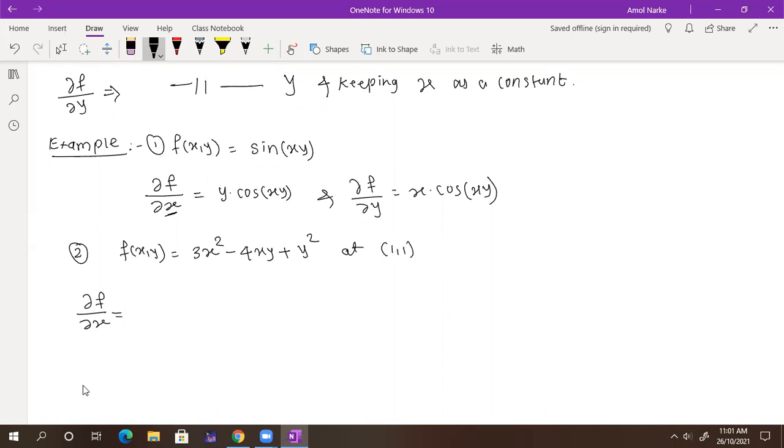6x minus 4y plus 0. Exactly, because here y is a constant, here also y is a constant, so differentiation of x is only 1, so minus 4y, that's it. And now what is del f by del x at point 1 comma 1? I'm talking about 1 comma 1 only. So substitute 1 here. So 6 minus 4, you are getting 2 as the answer. Okay.